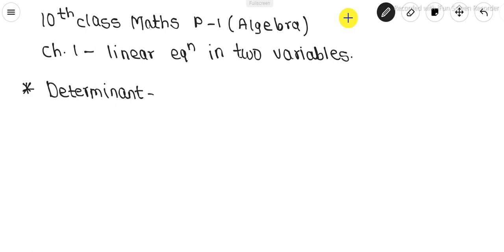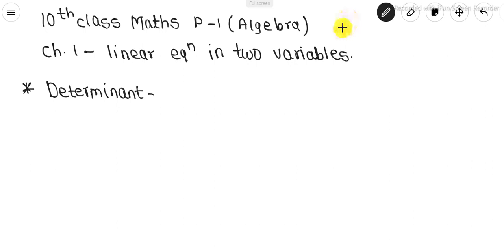Now in the previous lecture we solved the linear equation by using graphical methods. Now in this lecture we see the new concept, that is determinant, because for the Cramer's rule concept there is one basic concept, that is the determinant. Now in this lecture we see these basic concepts.